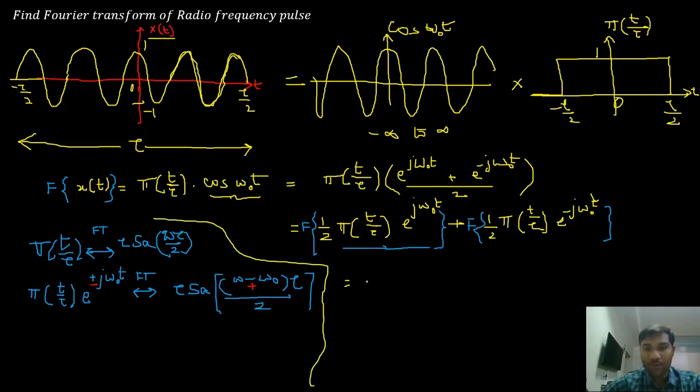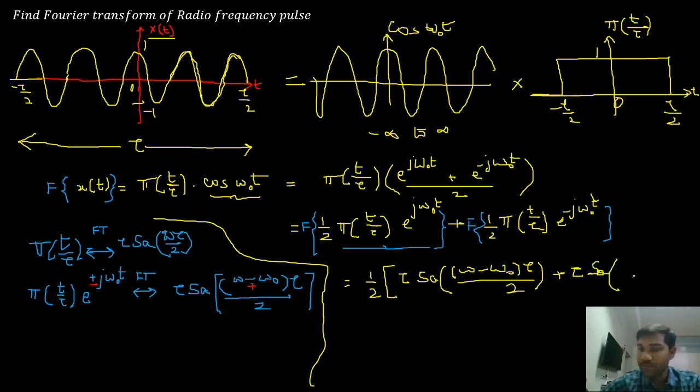So that is equal to 1 by 2, tau sampling of omega minus omega naught into tau by 2, plus tau sampling of omega plus omega naught into tau by 2.